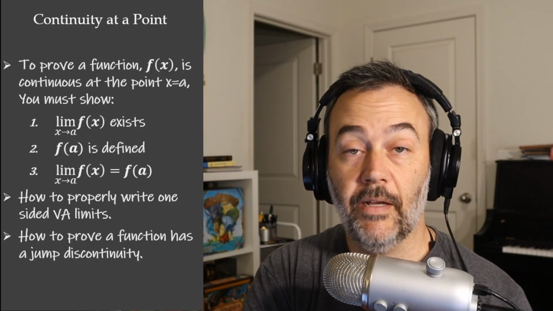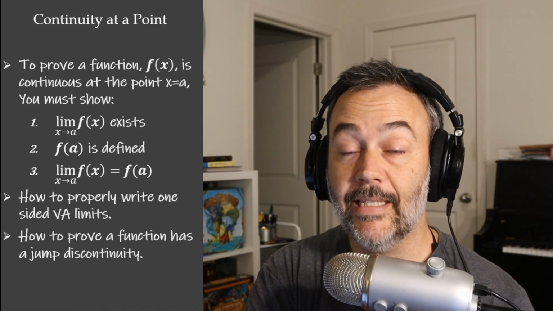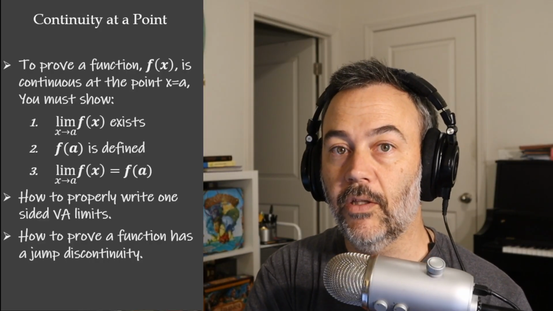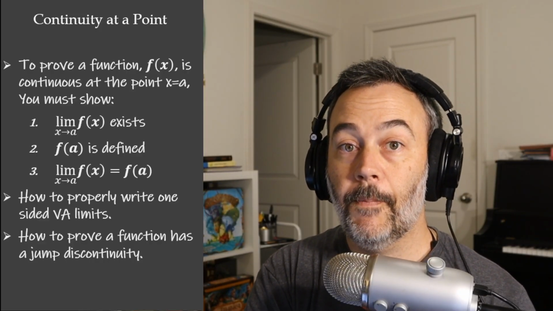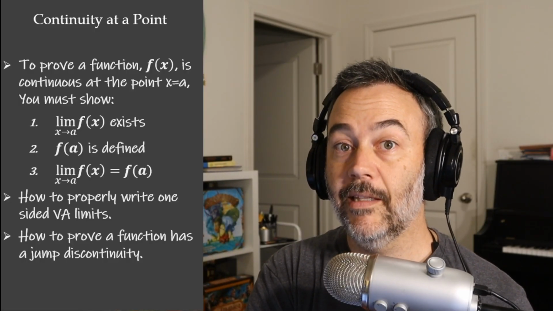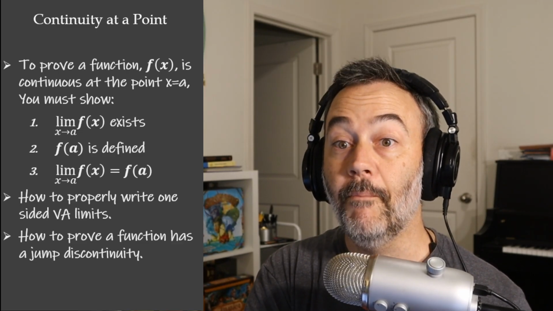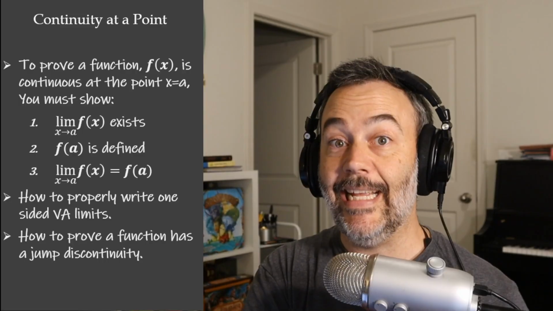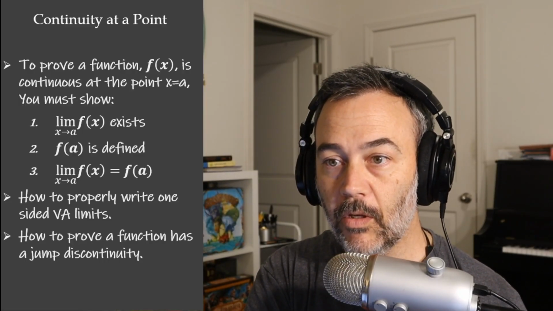Sometimes you need to show the left and right limits exist separately first and then conclude that the two-sided limit exists. Now I say two-sided limit, that's to be clear. When you say the limit exists, that means the two-sided, but you have to state that. You have to be clear about that.